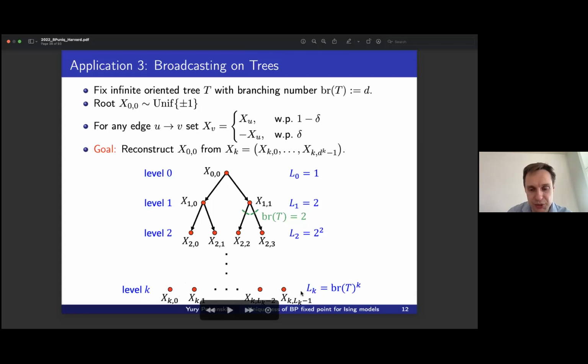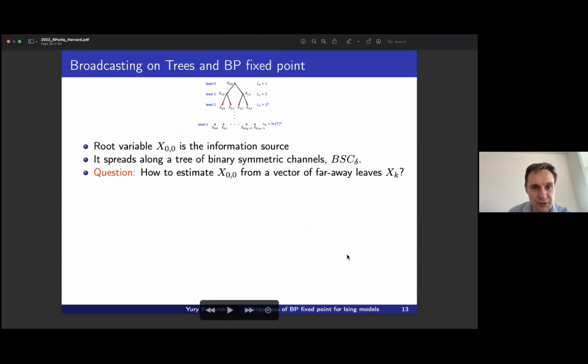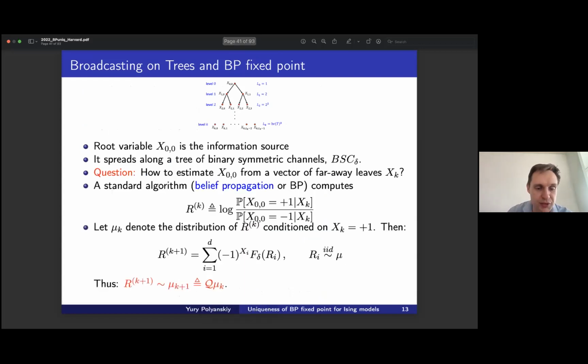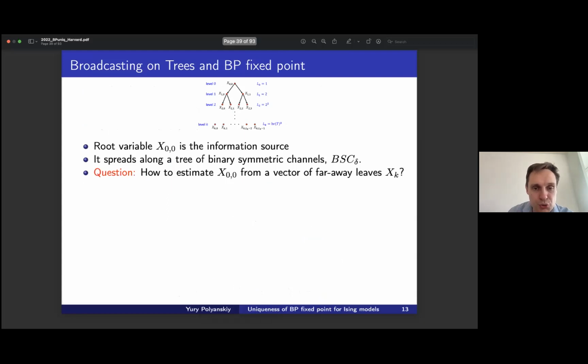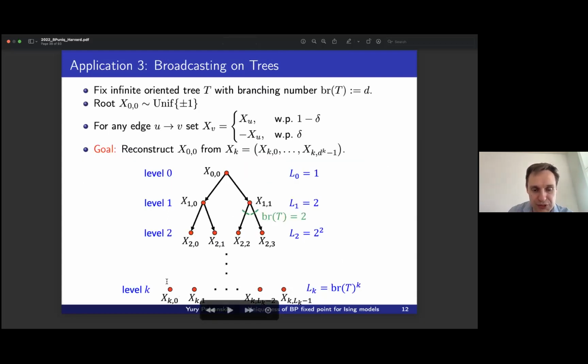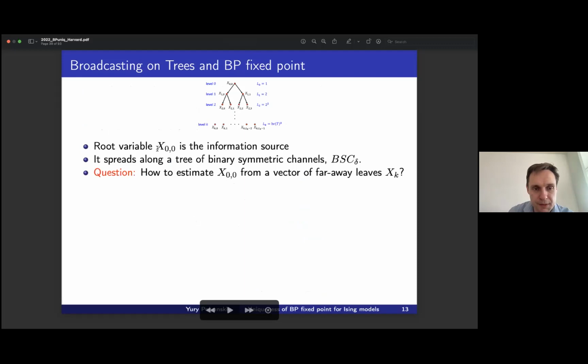So this is what we call a basic question, when you observe the leaves perfectly. Now there is an important variation, but I first wanted to describe how you solve the question of broadcasting on trees. So now I will describe a simple algorithm known as belief propagation, which makes the best possible estimate of x00 from the leaves. Again, this root variable x00 is our information source, and it spreads across the tree of what in information theory you call binary symmetric channels. So how do we estimate the root from the leaves?